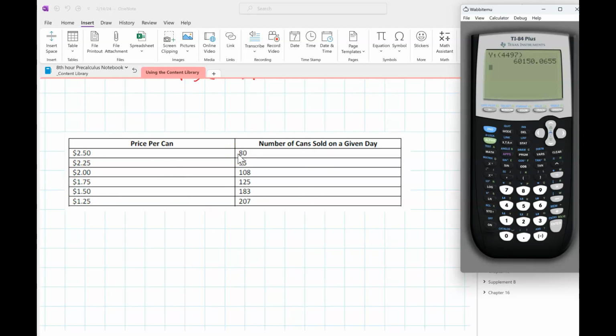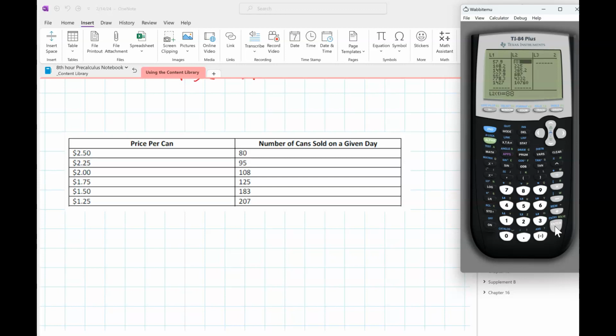To enter data into our calculator, we're going to begin by pressing the Stat button, which is kind of right next to the left arrow. From there, we want to be in the Edit tab and select the Edit command. So press Enter there. Now I have some data already in my calculator. Most of us probably don't.